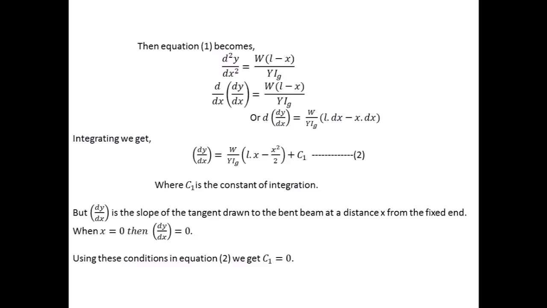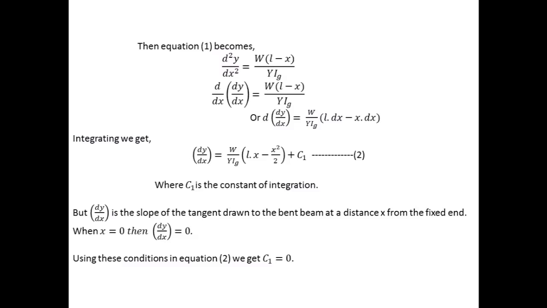If I don't ignore the constant of integration, the second time when we integrate, the constant of integration will also contribute to the depression. So let's get rid of the constant of integration, that is C1, by substituting the condition. It is not a condition, it is the value of x such that C1 vanishes. dy by dx is the slope of the tangent drawn to the bent beam. The bent beam slightly takes the shape of an arc, and when we are taking the slope for an arc, we have to draw a tangent and calculate the slope. So the slope of that tangent is dy by dx.